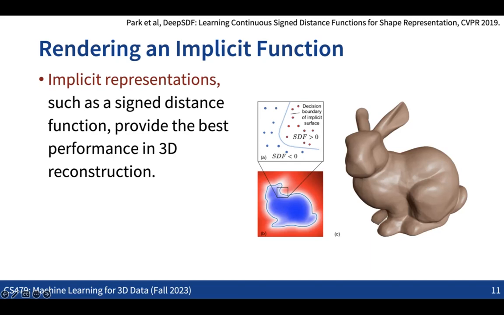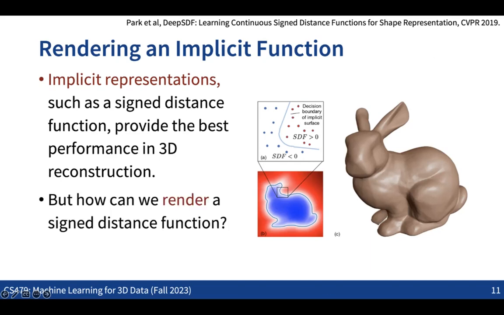But the problem might be that if we reconstruct the 3D thing using an implicit representation, one of the issues is rendering. For example, if we get a signed distance function as the 3D representation, how can we render the implicit function into the 2D plane? Obviously, we can consider converting this implicit function into a mesh first, but we know that also involves lots of processing, right?